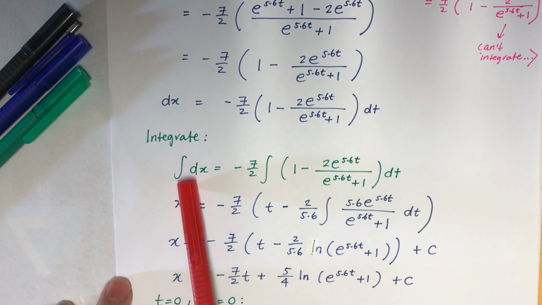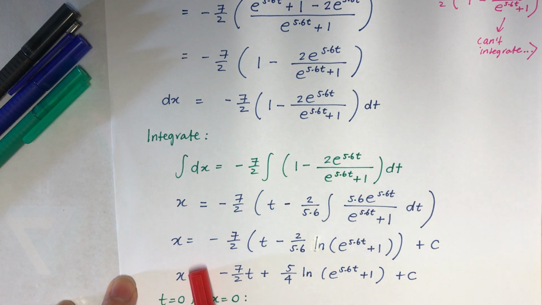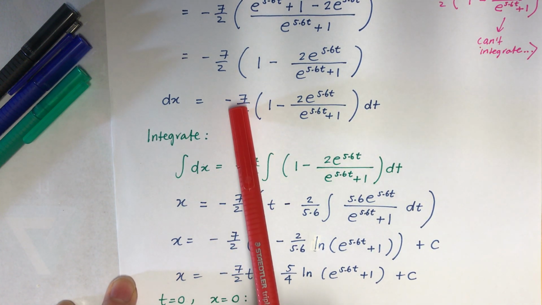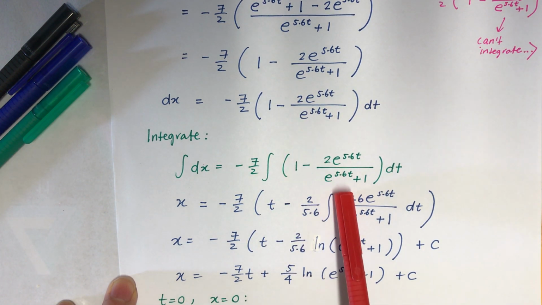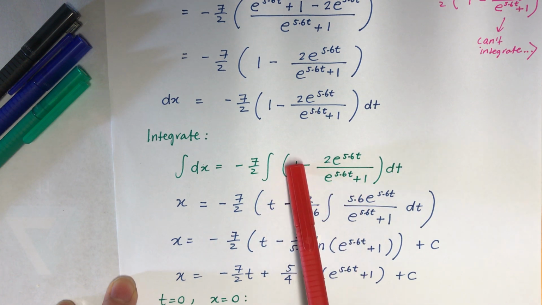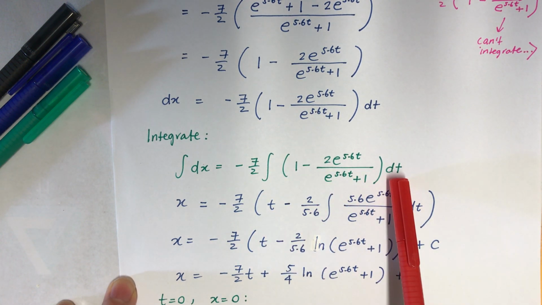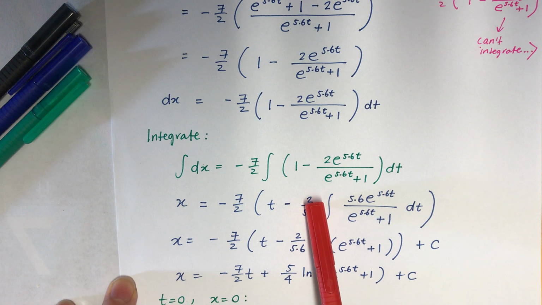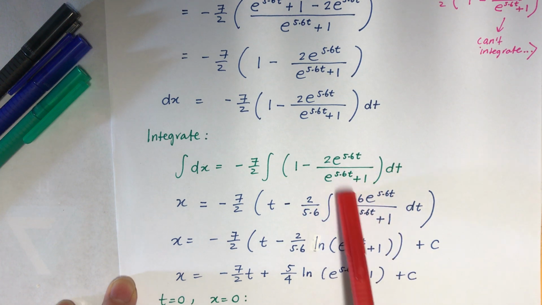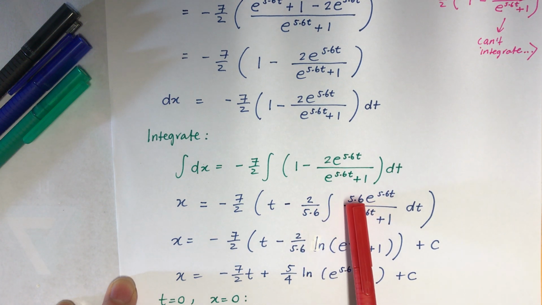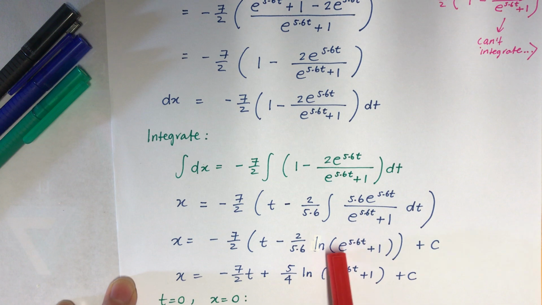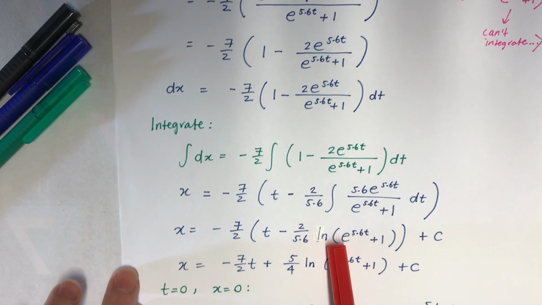So if I integrate the left-hand side, I will get the x that I want. And then I'm going to take out the constant minus 7 over 2, integrate, and then the whole thing here. And I'll separate. So 1 is just t because it's a dt. And then I'll try to make the right condition here. I will take the 2 out, and I'll have to divide by 5.6 because I'm going to add the 5.6 on here. That'll give me a perfect ln form.